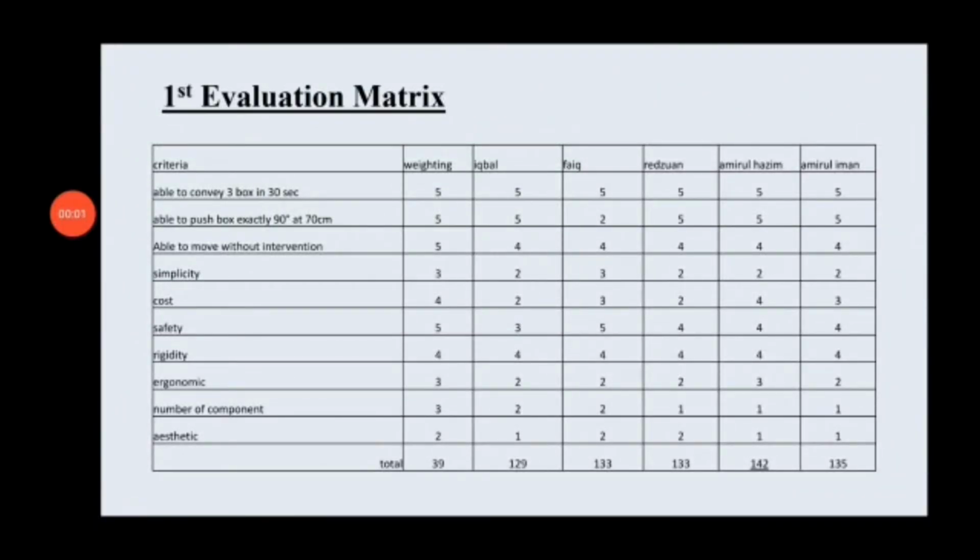In the evaluation matrix, we have weighting and criteria. The higher the weighting is, the more important that criteria is. Each individual will be evaluated by weighting, and we will have a group discussion to give each of the designers a point. That point will be multiplied by the weighting and totaled up to find the designer who has the highest point. The winner will be referenced in the perf matrix. Based on our discussion, Amirul Hazim's design has the highest point and will be referenced in the perf matrix.